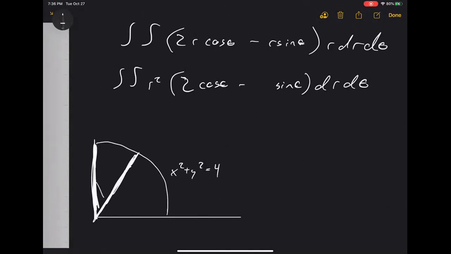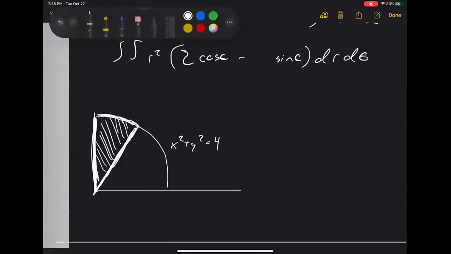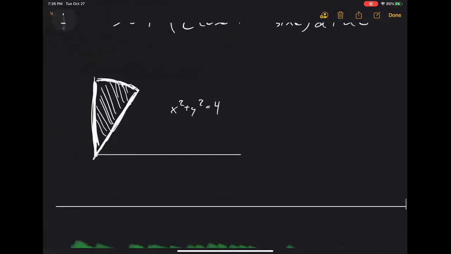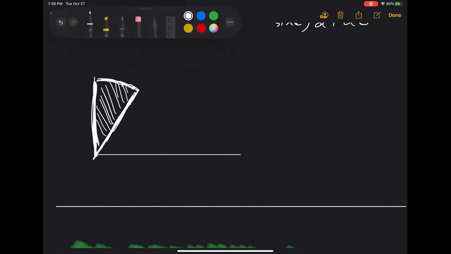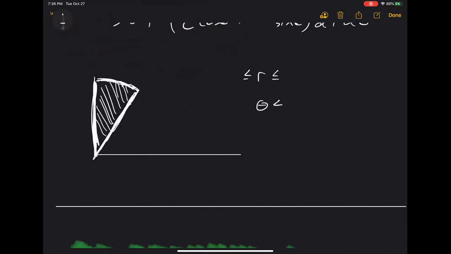What is it? It's the shaded region, right? Anything else is not going to meet our 3 conditions. So we have this region. Now, essentially, I just need to find a way to write this in polar coordinates. What is this in polar coordinates? I need to write this in terms of r and theta.